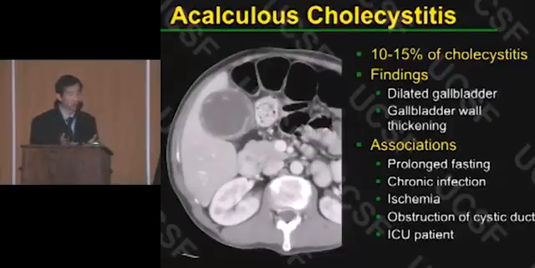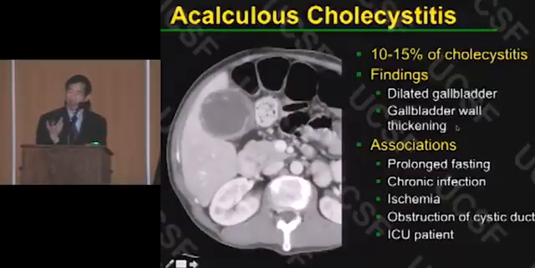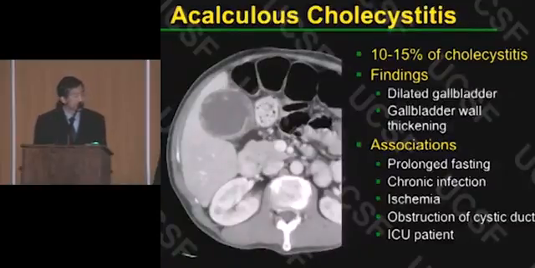cholecystitis, without stone disease. So again, the classic findings are a dilated gallbladder, usually more than 5 centimeters in diameter, with gallbladder wall thickening. And these can occur spontaneously in very sick patients, particularly in the ICU. Those with chronic infection, people with obstruction of the cystic duct, or those even with prolonged fasting.